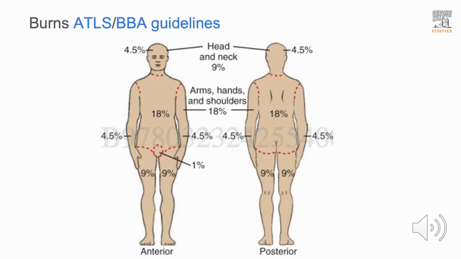Considering classifying the total body surface area affected, the rule of nines is commonly applied, with 9% for each anterior or posterior surface of the leg, 18% for the entire trunk, 18% for the back, head and neck, posterior and anterior accounting for 9%, and the arms, hands and shoulders accounting for 18% between them.